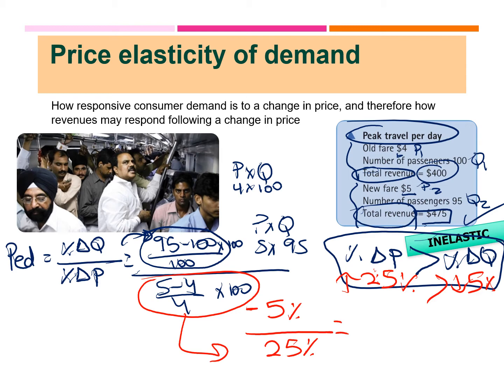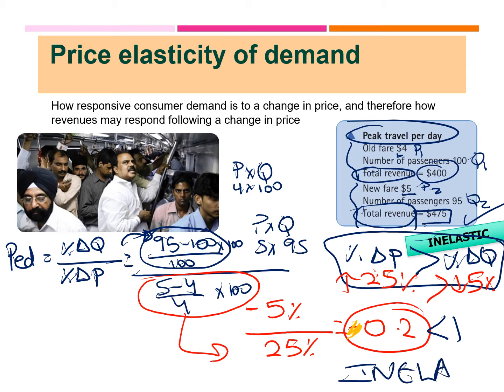Here I would get an answer which is negative 0.2. Remember, this negative, I ignore it. So I would say 0.2 is less than 1, therefore my demand is said to be inelastic. So when you get inelastic demand, it means that people are not really affected by that change in price. So it would be better for you to increase the price as a producer.